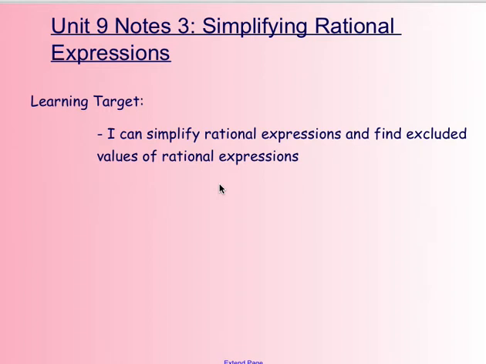This is Ms. Humbert here, and today we're going to be doing Unit 9, Notes 3. So we're going to be talking about simplifying rational expressions. So we want to basically be simplifying them down as well as finding the excluded values. And we'll talk about what excluded values are in a second.